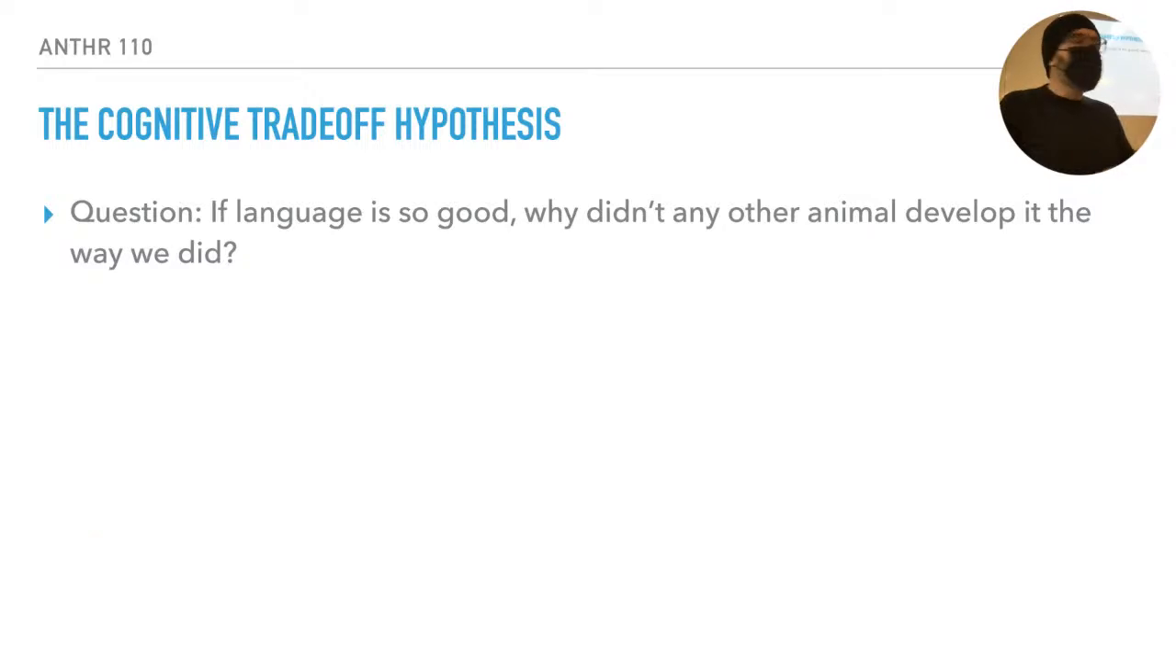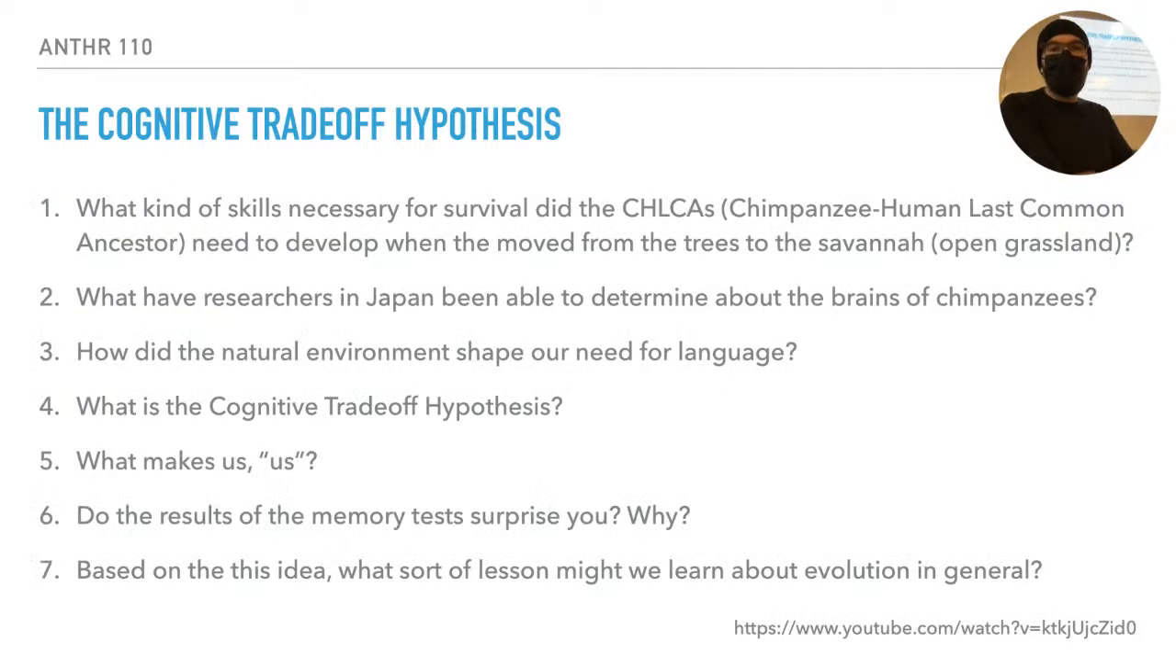And so we're going to watch this video, and while we watch it, I want you to pay attention to a few different questions, okay? I'll put these up on the screen for now, and then we'll come back to them in a second. First of all, the video will talk a little bit about what skills might have been necessary when our ancestors moved from living in the trees to living on the ground, okay? It was a change in their habitat. What kind of new skills might they have needed?